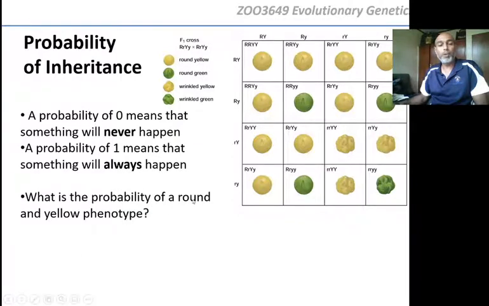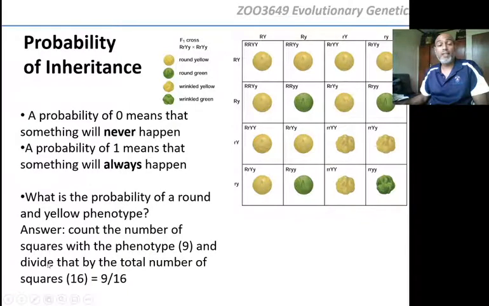So, what is the probability of a round and yellow phenotype? Okay, where's round yellow? Round yellow looks like this. How many look round yellow? 1, 2, 3, 4, 5, 6, 7, 8, 9. Okay, there are 9 round yellow. You divide that by the total number of squares, the total number of possibilities from your Punnett square, which is 16, and that is the probability. Okay, that is the probability of your round yellow phenotype.